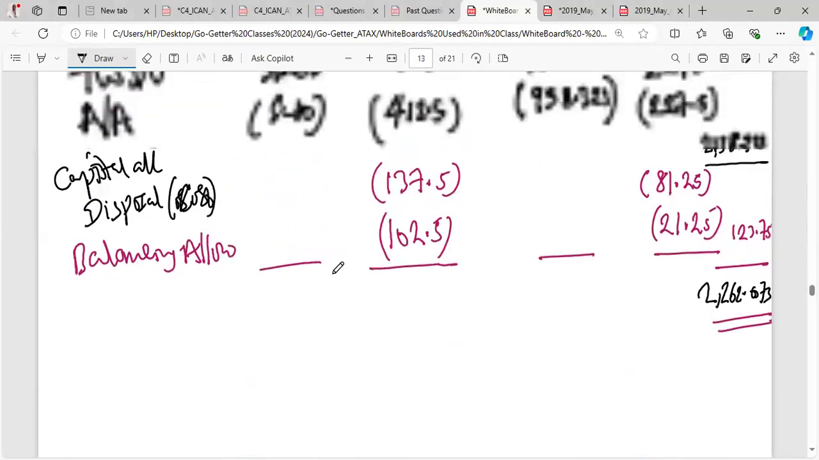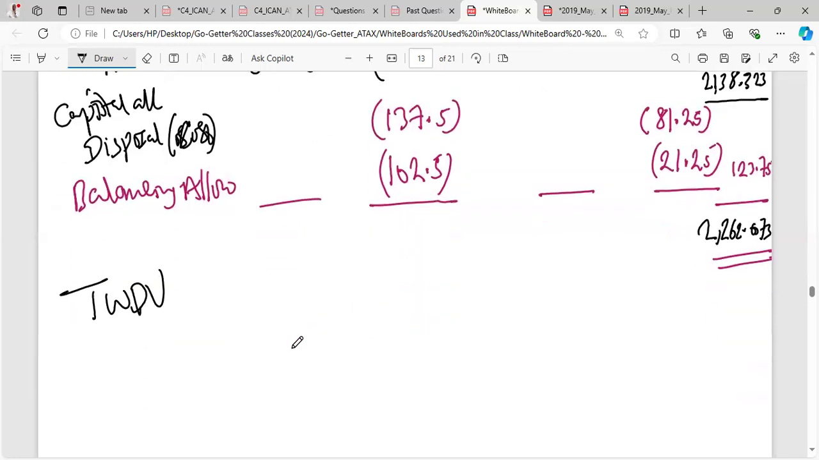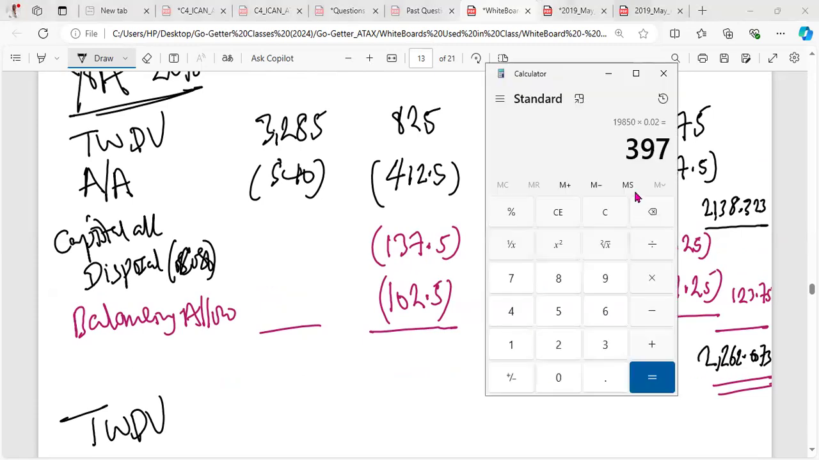Never come to do the tax written down value. You don't need it. We don't need this figure. We don't need it, but we are still calculating it.